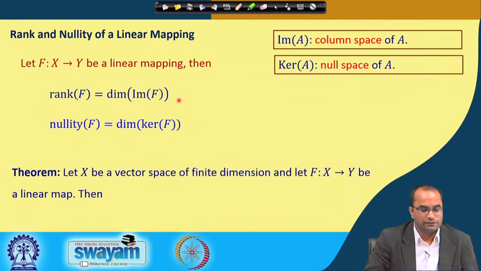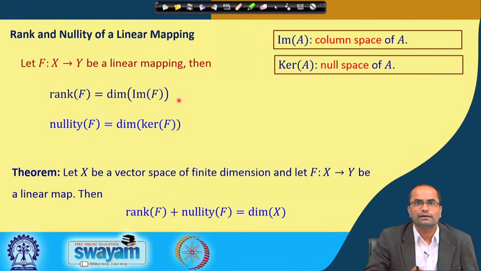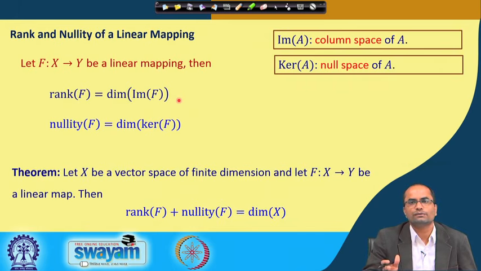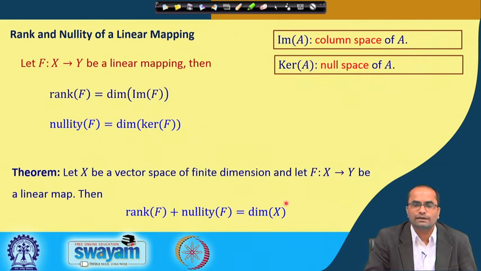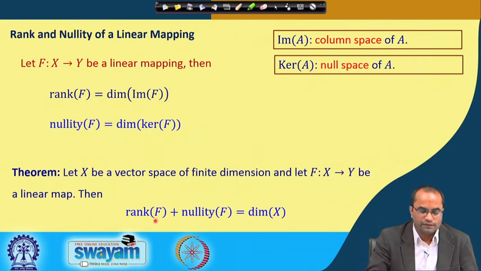And there is a theorem: let X be a vector space of finite dimension and let F be a linear map, then rank plus nullity is equal to the dimension of X. This rank nullity theorem we have also discussed for matrices, where rank plus nullity was the number of variables n, because A maps from R n to R m. That is exactly the dimension of the domain, the dimension of X. So, the rank plus nullity is always the dimension of X. That is a more general result than what we have for matrices.